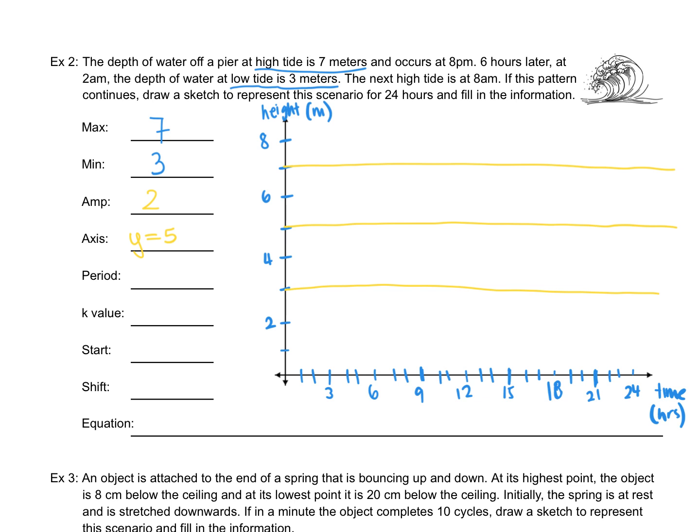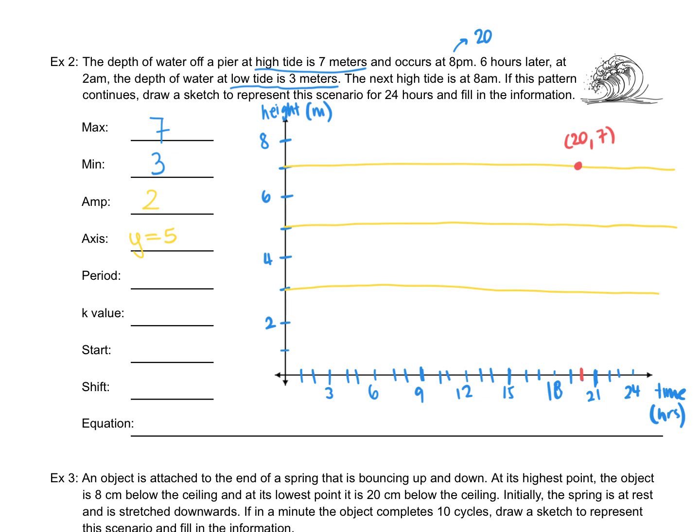All right, before I go to the period, I think it's going to be helpful to actually graph the points to identify what the period is. So the high tide occurs at 8 p.m. So 8 p.m. in the 24-hour clock is 8 plus 12 is 20. So that means at 20 hours, we should be at 7. So here's 20. There it is. And I'm just going to label it 20, 7, just because I don't have a nice grid.